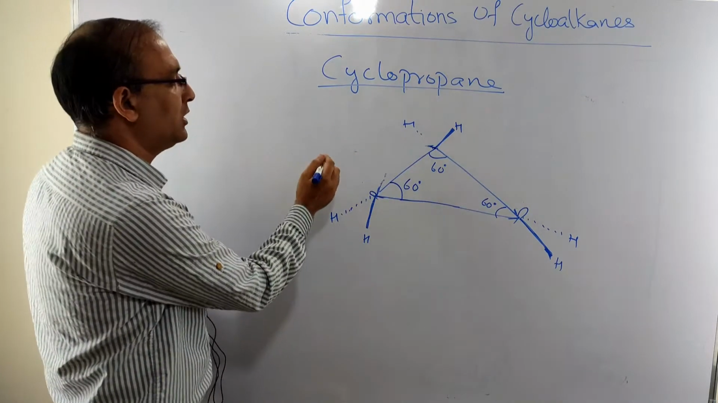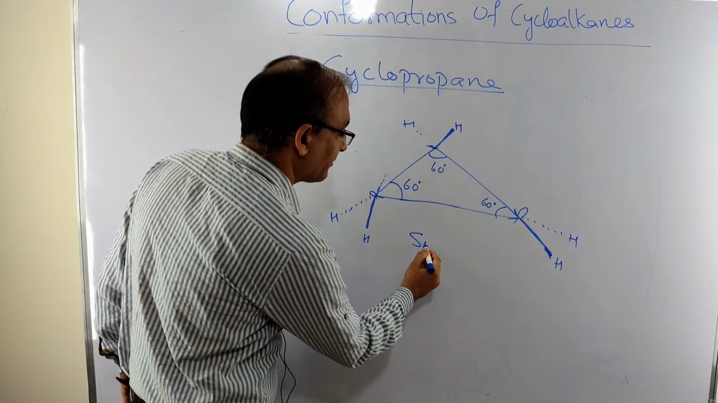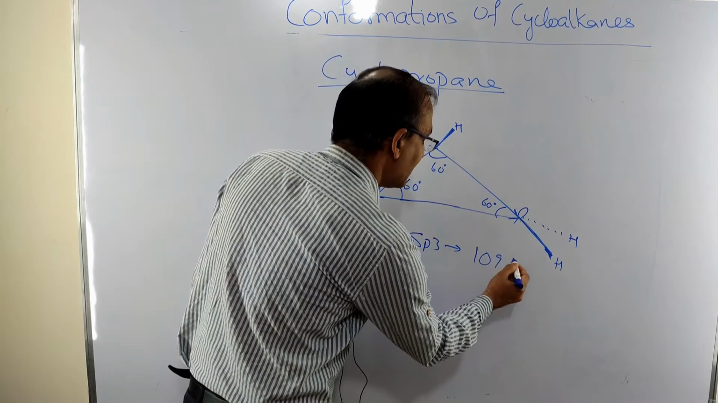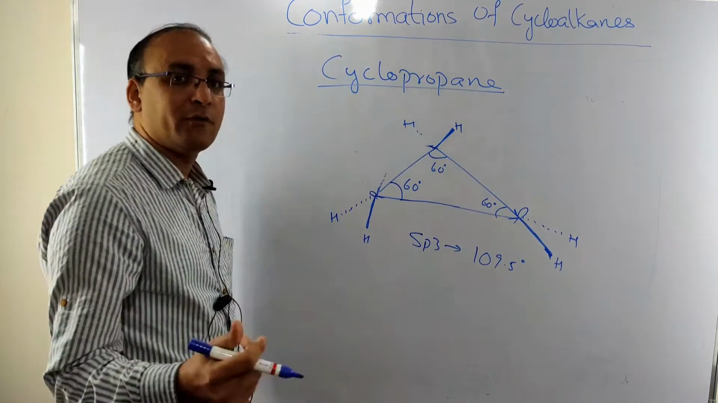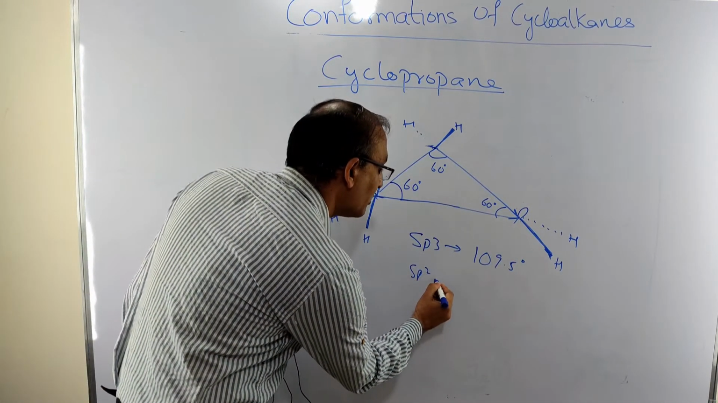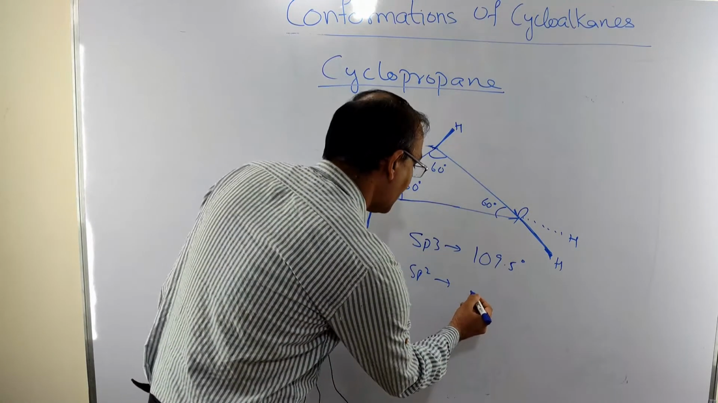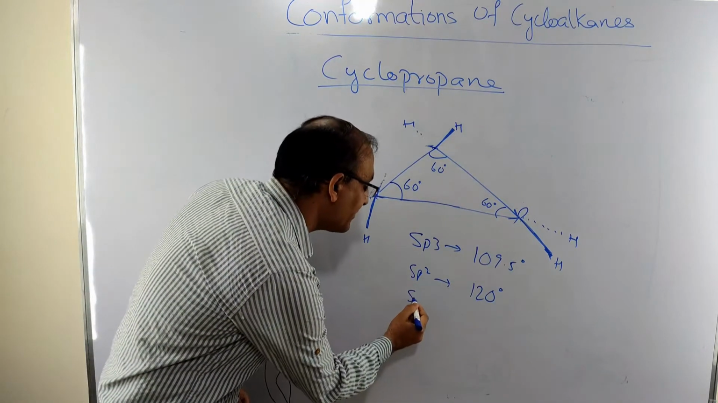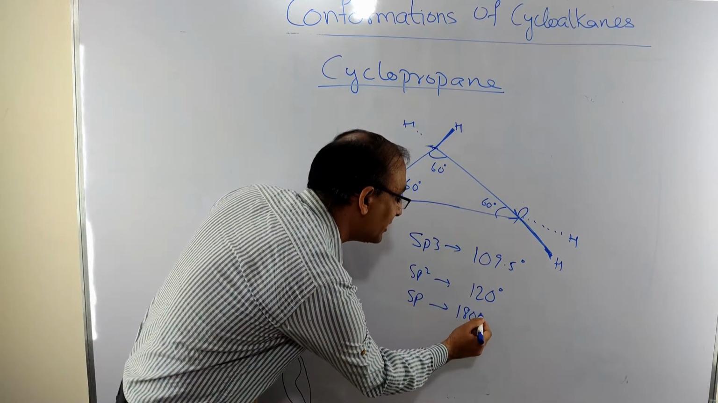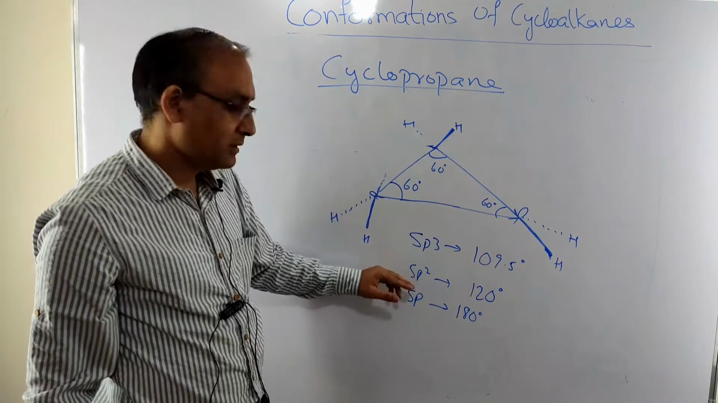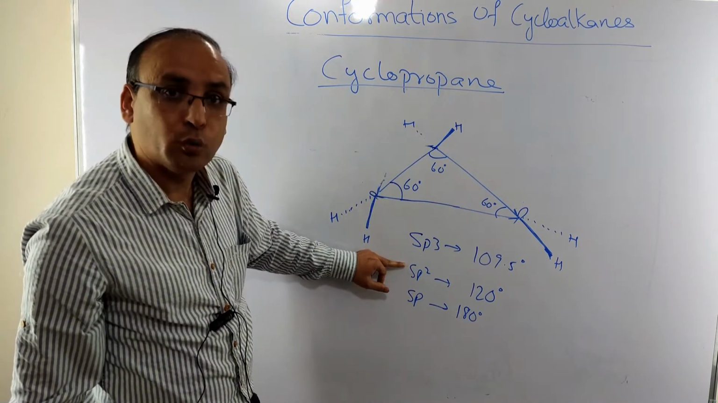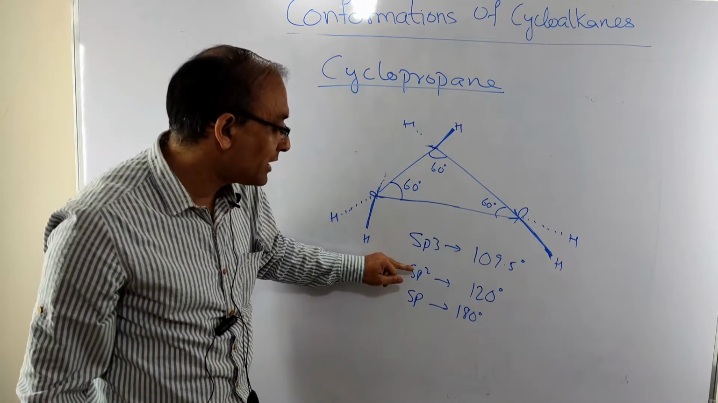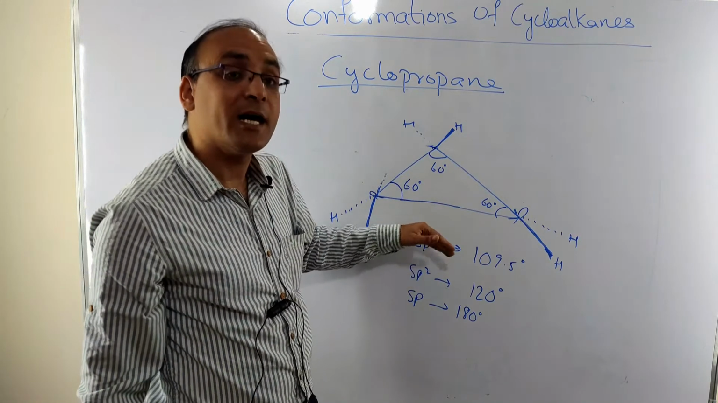basically you see, if you have sp3 hybridization, what is the angle you expect? 109.5 degrees, let's put it like this. If you have sp2, what is the angle you expect? It should be 120 degrees, and when it is sp hybridization, the angle is 180 degrees. So what you are seeing is, from sp to sp2, the p character has increased, and the bond angle has dramatically reduced. Similarly, from sp2 to sp3, the bond angle has again reduced.